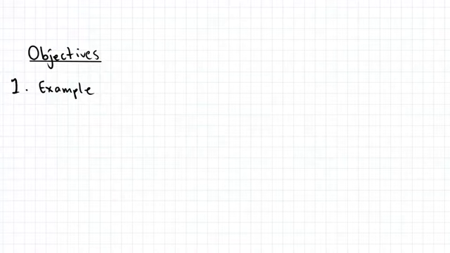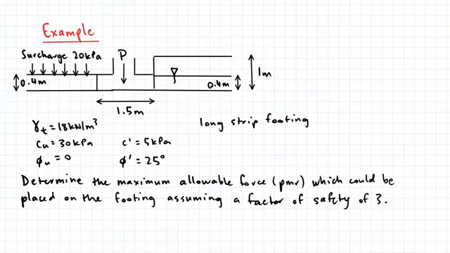Hey guys, the objective of today's video is to go through an example where we'll determine the bearing capacity for a shallow footing. So here we have a shallow footing which is below the depth of the surface of the soil. And we have different soil conditions on either side of the footing.